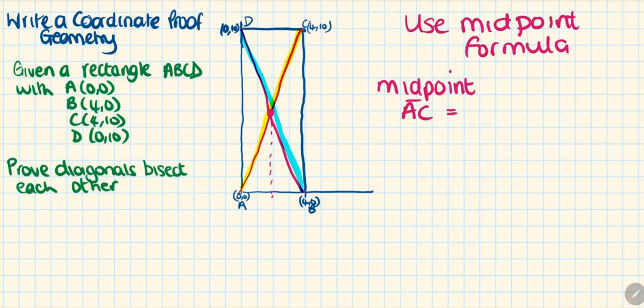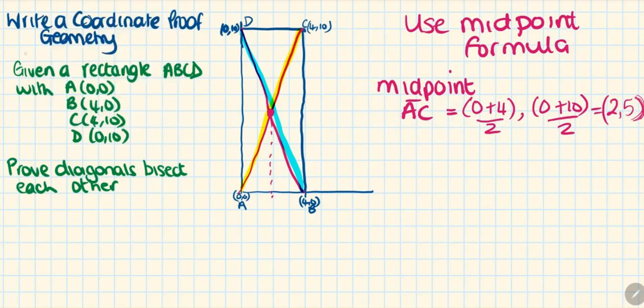We need to add the coordinates. We're going to add the x coordinates, so that's 0 plus 4, and we need to divide by 2. Then the y coordinates, we're going to do 0 plus 10 and divide by 2. So this is going to be 4 divided by 2, which is 2, and 10 divided by 2 is 5. So my midpoint of the line AC is at 2, 5.